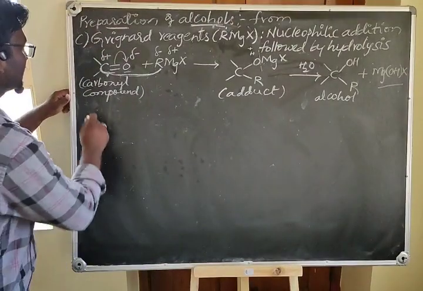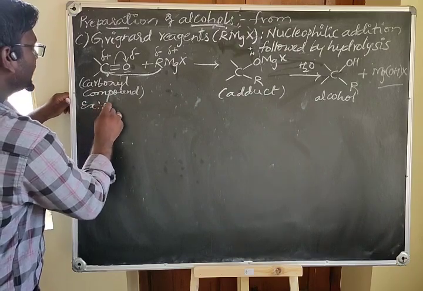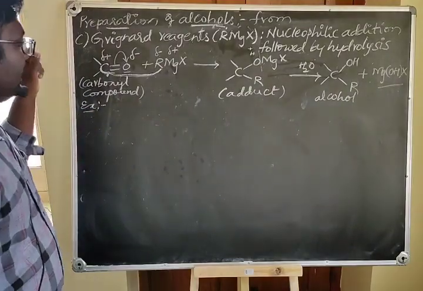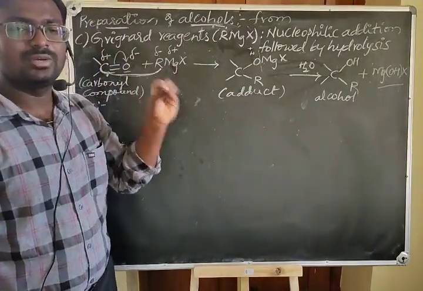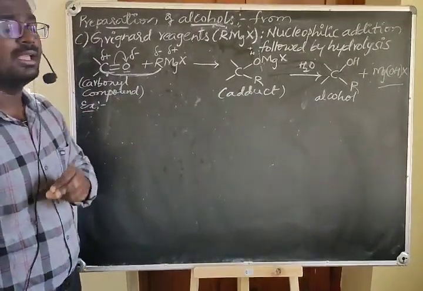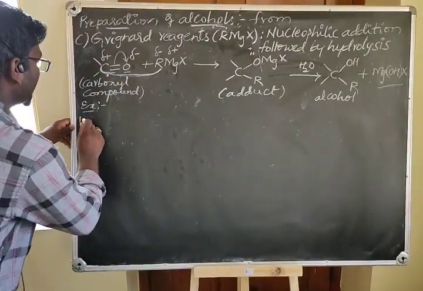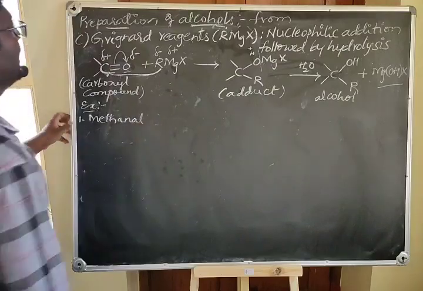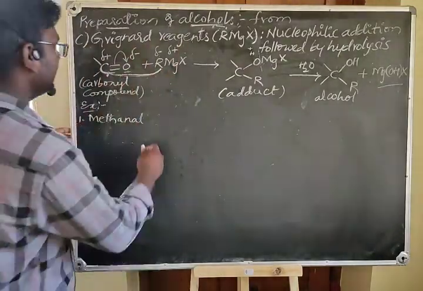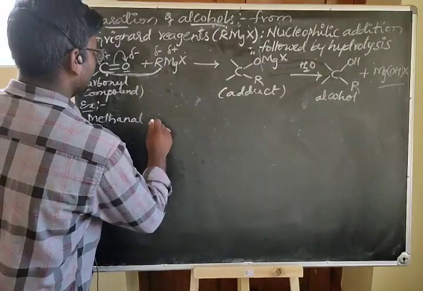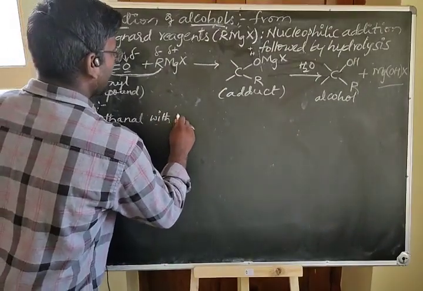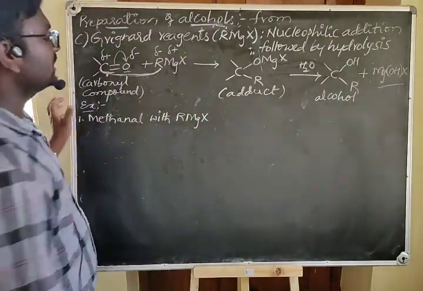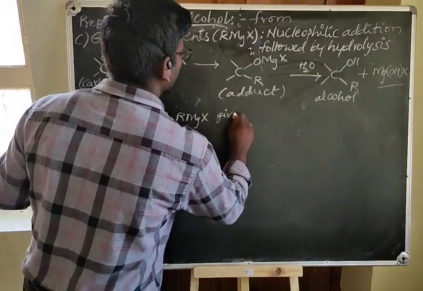Let us consider some examples here. We have to make a keen observation: when the first aldehyde, what is the first member of the aldehydes? Methanal. You take methanal on treating with the Grignard reagent, I'll take simply RMgX. Methanal with RMgX gives the primary alcohol.